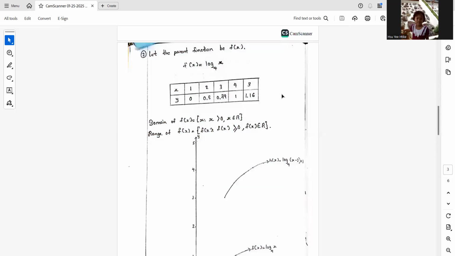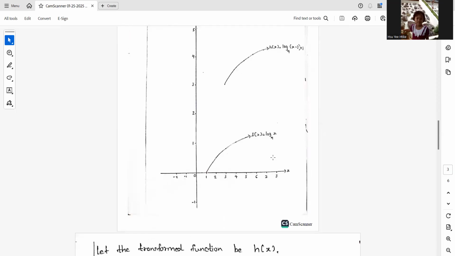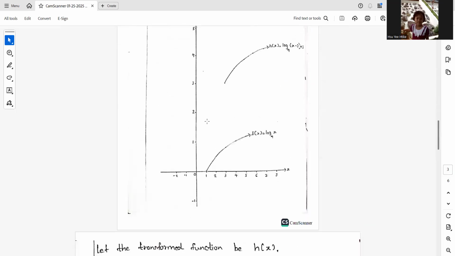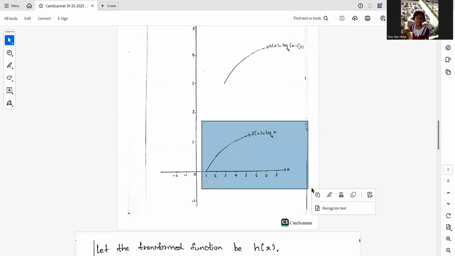For the domain of f of x, x is greater than 0 and x belongs to real numbers. For the range of f of x, we get f of x is all real numbers, f of x belongs to R. I took these coordinates and drew the graph of f of x, and it came out like this. This is the graph for f of x equals log x base 4.